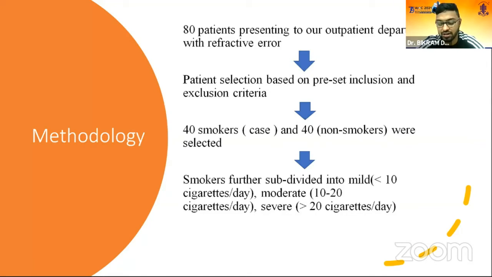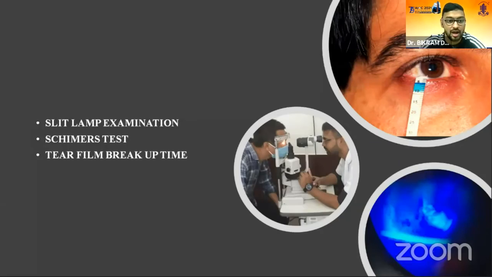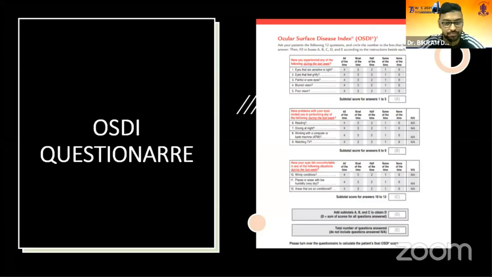Taking 95% confidence interval with 90% power, the sample size was decided to be 40 smokers and 40 non-smokers, and smokers were further subdivided into mild, moderate, and severe smokers. A comprehensive slit lamp examination was done in all patients to assess for signs of blepharitis, meibomian gland dysfunction, conjunctival and corneal disorder. Tear film breakup time was also measured to detect tear film instability. Schirmer's test with anesthesia was also done to provide a measure of tear production. An ocular surface disease index questionnaire was also given to each participant.